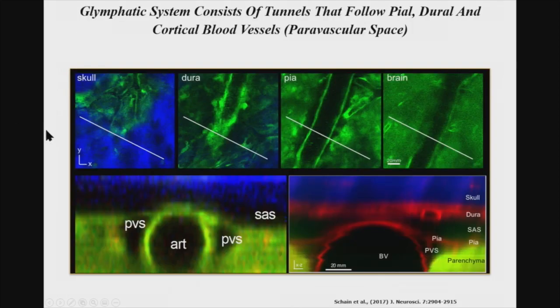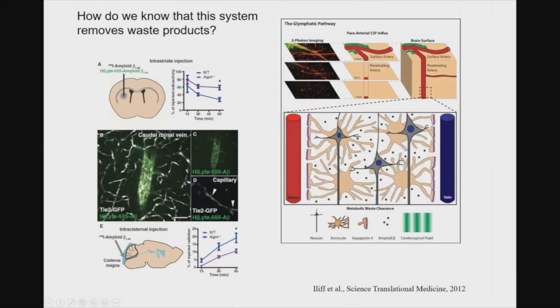The other thing that's come around lately is the entire concept of the glymphatic system. We used to say that there are no lymphatics in the brain. Maybe not. But the glymphatic system consists of tunnels that follow the pial and cortical blood vessels in the perivascular space. And you can actually see them here and here and here. It is the body's way of giving lymphatics to the brain.